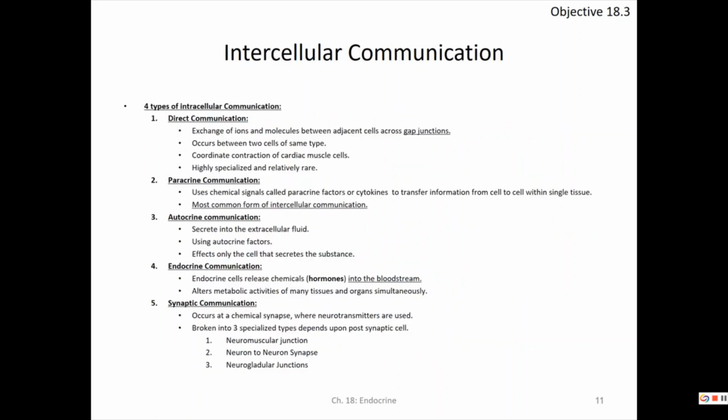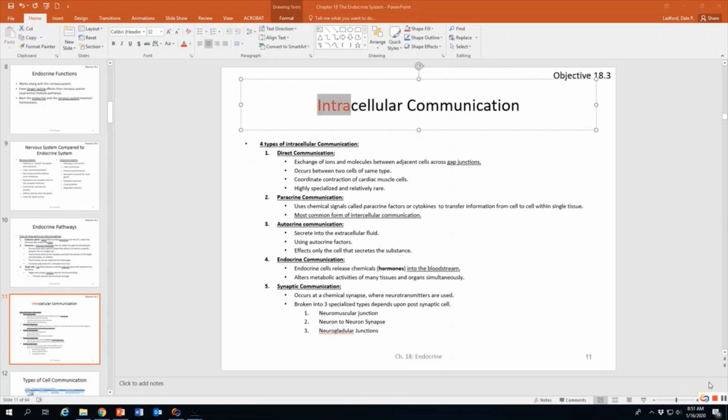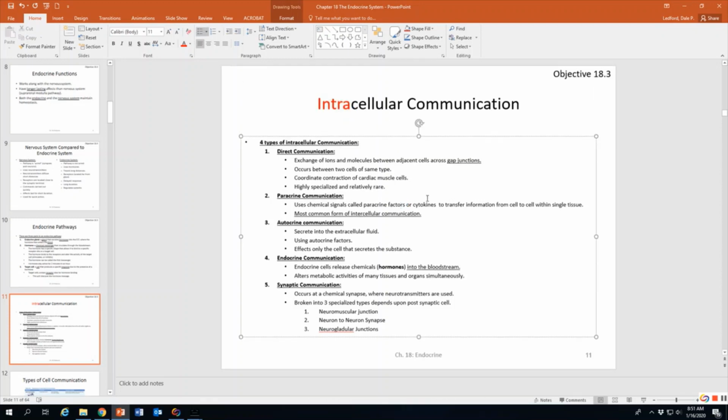Okay, so now something we are going to talk about is cells have to talk. You have trillions of them in your body, trillions of cells, and they have to talk. So we have intercellular communication. Hold on one second, I apologize for my typo. I'll go ahead and let that sit there. Sorry about that. Now, there are four types of what we call intercellular communications, communications between different cells.